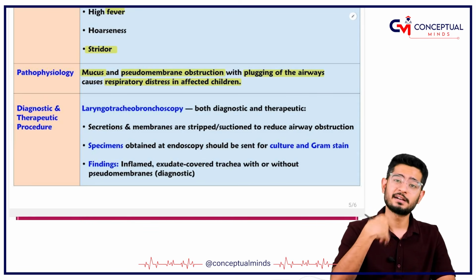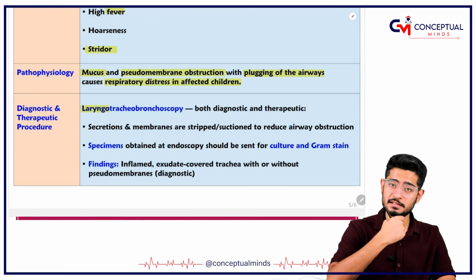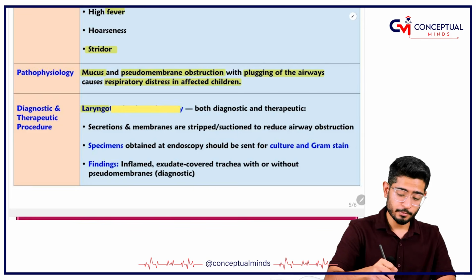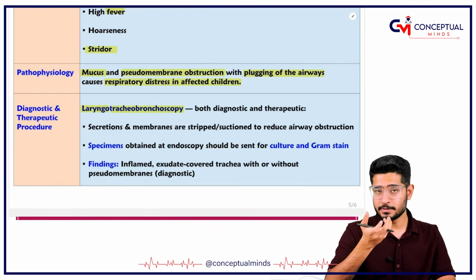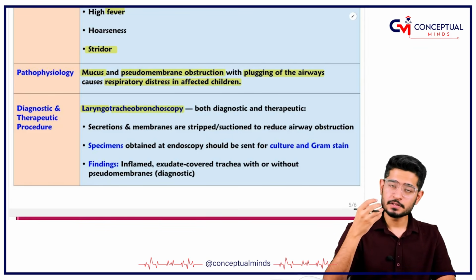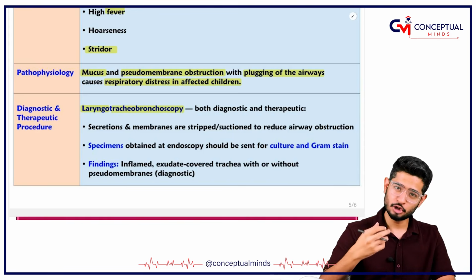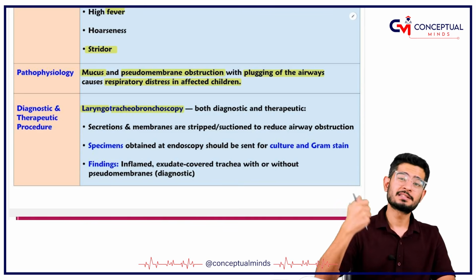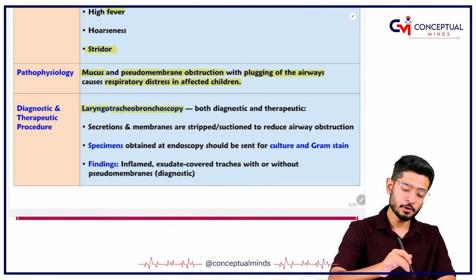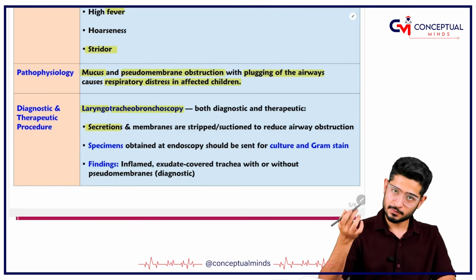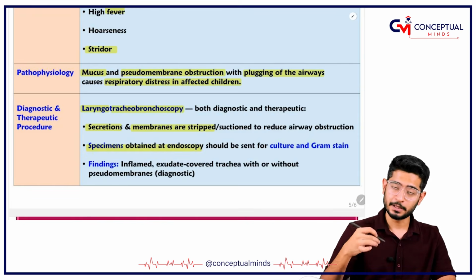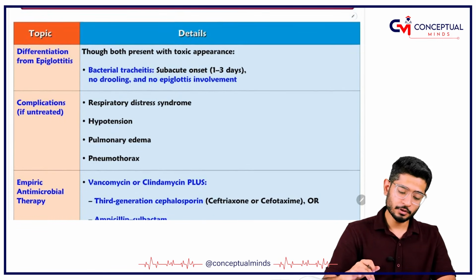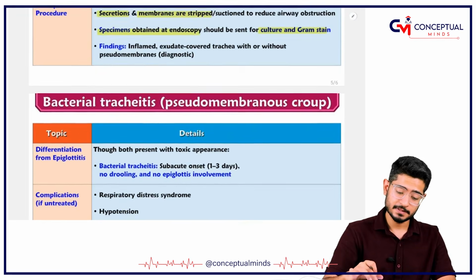You will insert a tube inside the larynx, that is laryngo. Then you will insert the tube in the trachea, laryngobronchoscopy. Laryngotracheobronchoscopy is actually diagnostic also, because there will be membrane which will be seen obstructing the pathway. And of course, the excess amount of secretions which have accumulated because of the obstruction by that membrane, you can suck them out, you can aspirate them out. So secretions will be aspirated, membranes will be stripped off, and then the specimen can be obtained from the endoscopy and sent for the culture and for the gram staining. You will do the culture and gram stain and everything.